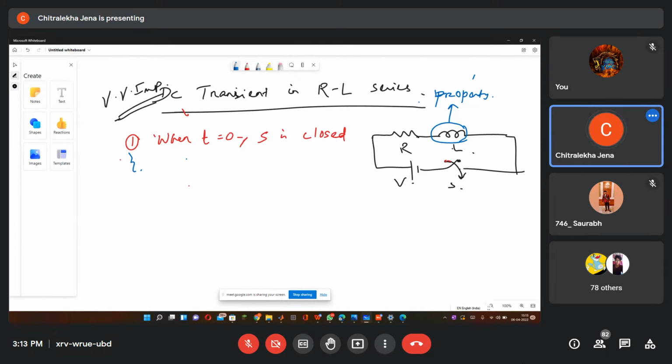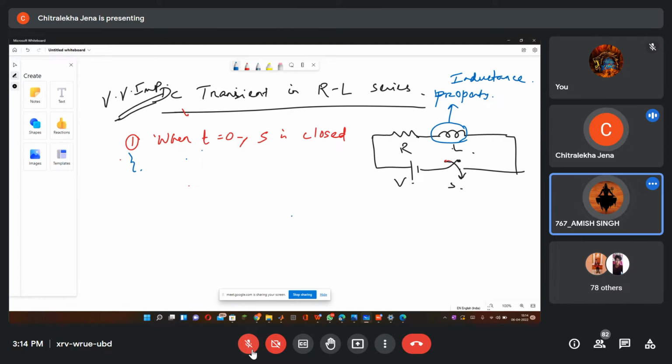Yes, the inductor has a property. That property is known as what? Inductance. What is this inductance? Inductance has a property that it will oppose any sudden change in the current. Now, the instant when the switch was not closed, what was the current in the circuit? Listen carefully. Current was equal to zero.